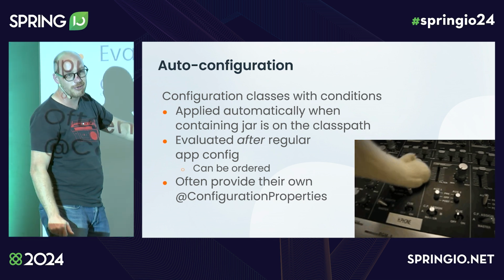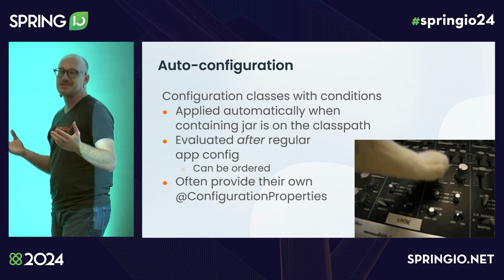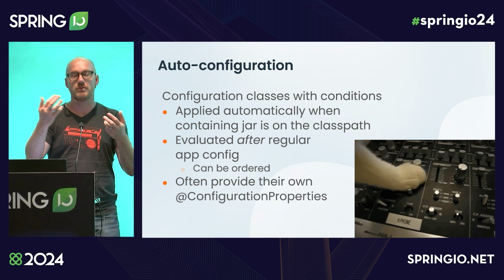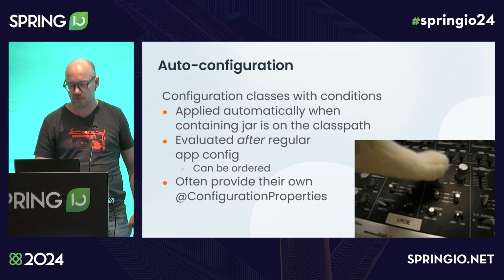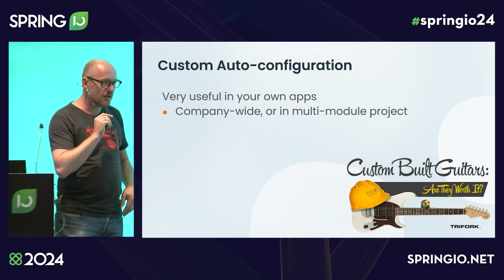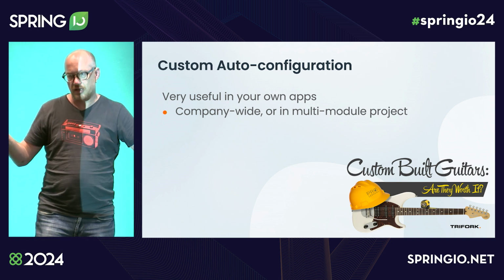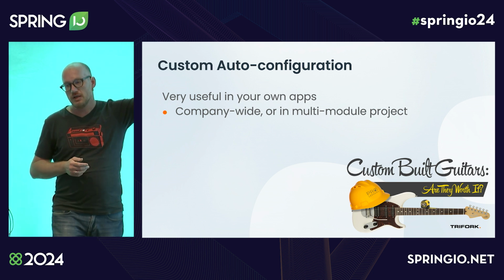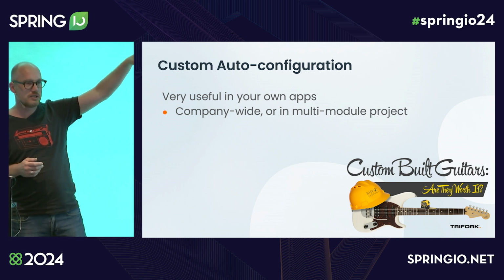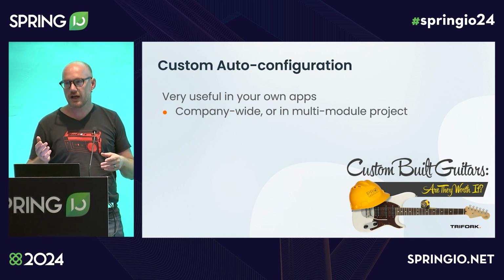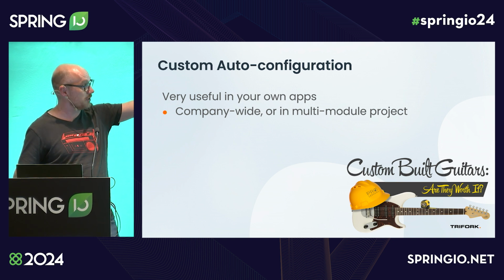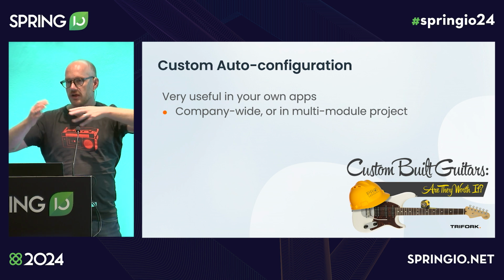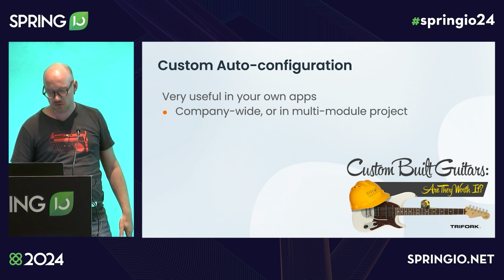Configuration classes also very often provide their own configuration properties classes. This is a way to make sure that you can configure the auto configuration. You can provide it with some input in your application properties, for example. But even though everyone probably uses auto configuration, not that many people actually write their own auto configuration. And you probably should. It makes a lot of sense to do that, either because you want to share things across projects within the company, or like myself, if you are in a multi-module project and you just want to share some libraries between various Java modules.